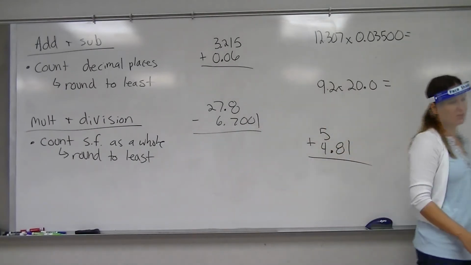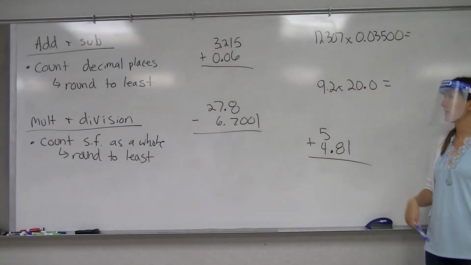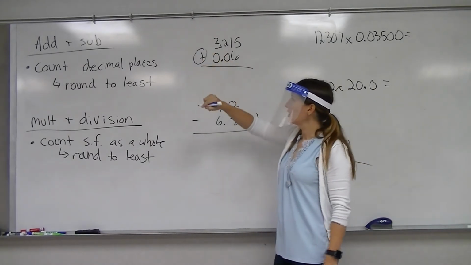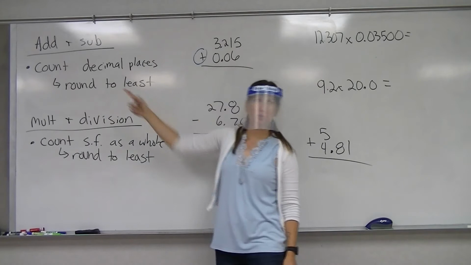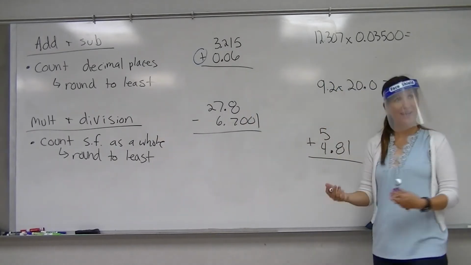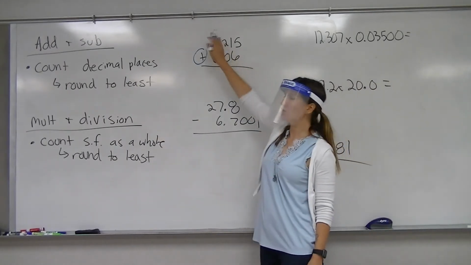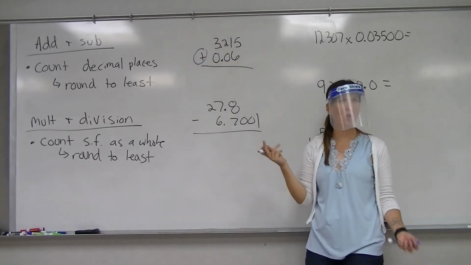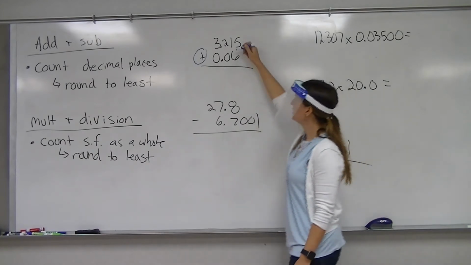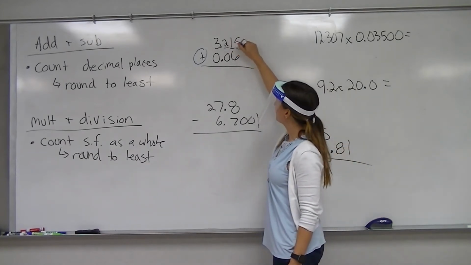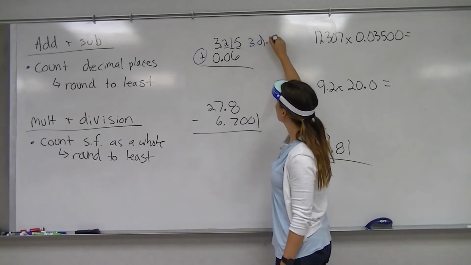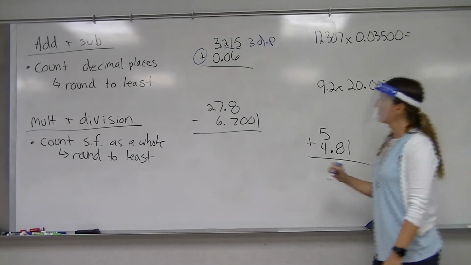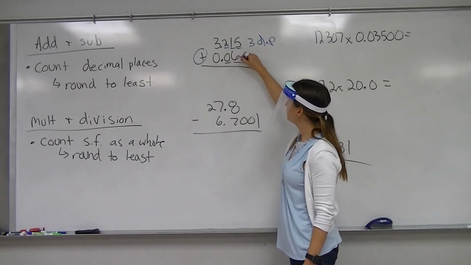So let's go ahead and try the first one. First thing you want to do is look at what order of operation you are applying. So in this first one here, we are adding. So we're going to count the decimal places. That's why I have it lined up. So you're ignoring significant figures as a whole, and you're just counting how many spots after the decimal are there in these two numbers. So in this first one, I have 3 decimal places. I'm writing DP for decimal places. The next one, I have 2 decimal places.